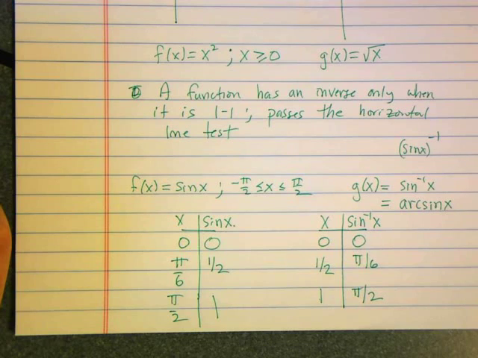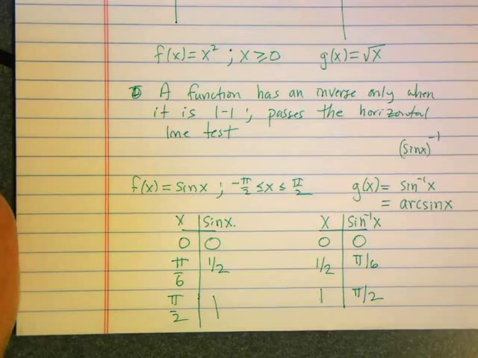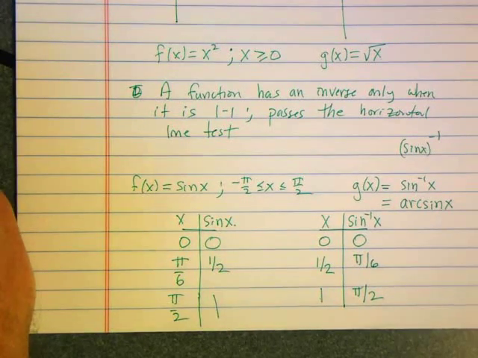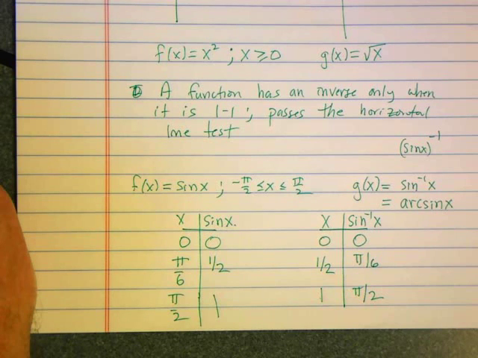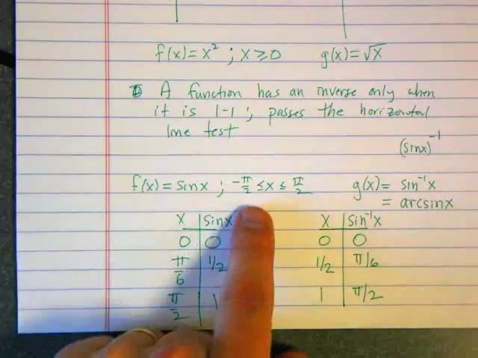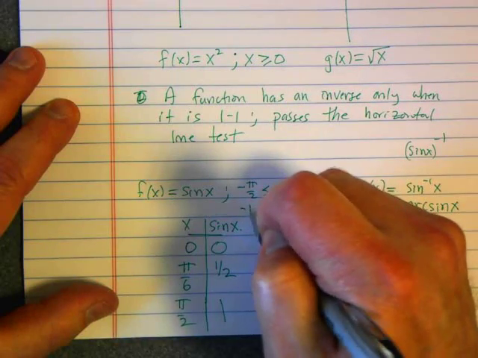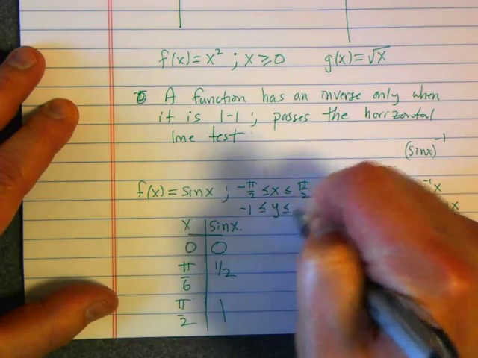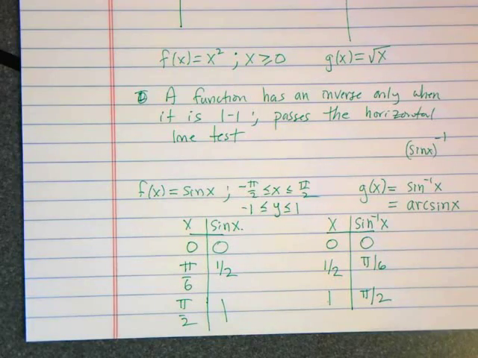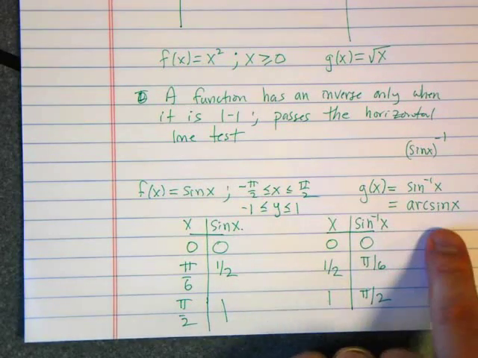When I'm using sine inverse, what kind of regular old numbers can I plug in? Can I plug in 2? Why does it have to be between -1 and 1? All right, so when I'm dealing with my regular old sine function, my y values are between -1 and 1. So when I'm dealing with arc sine, what kind of numbers can I plug in? Only numbers between -1 and 1.